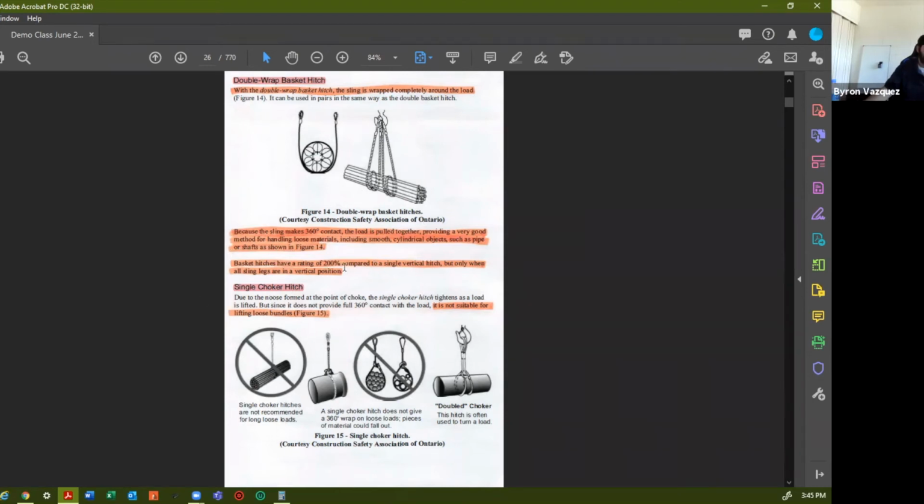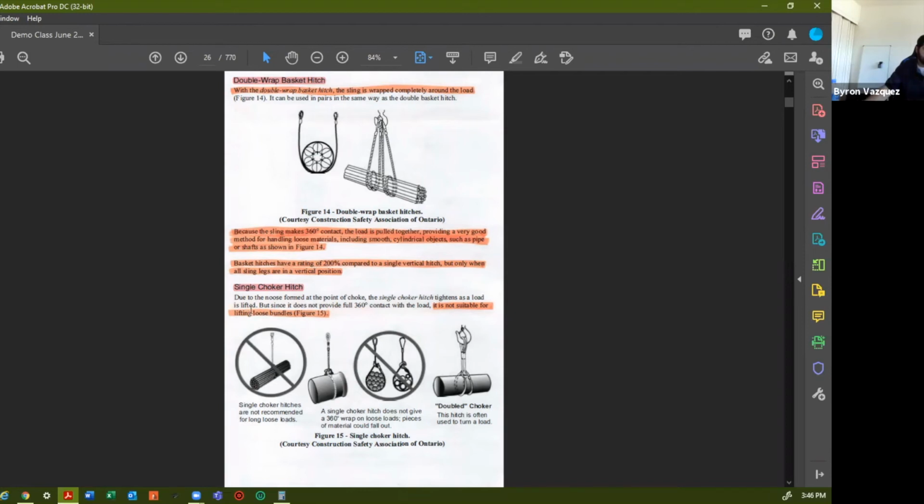Basket hitches have a rating of over 200% compared to a sling vertical hitch, but only when all slings are in the vertical position. So when we looked at the vertical hitch, this basket hitch has a rating of 200% compared to it. So it's definitely recommended to use a basket hitch over the vertical hitch. Okay, and that's only if all slings are vertical. So if you're doing a vertical lift, you're going to want to basket it, because it's rated 200% more. So it's definitely a good idea to do that rather than just a straight vertical. Just the increased stability is also important.